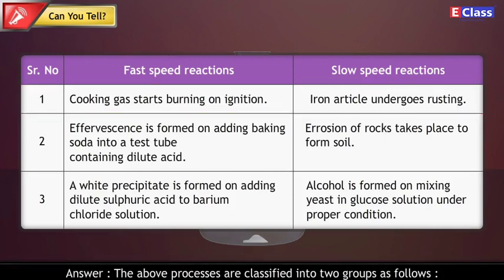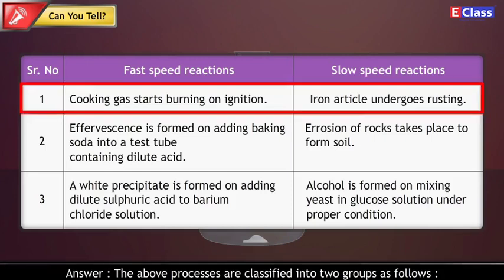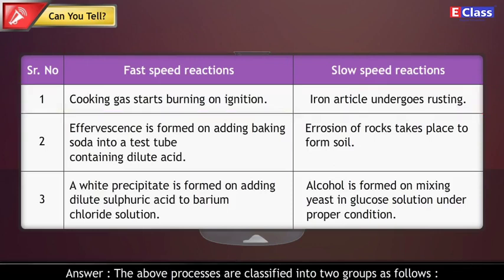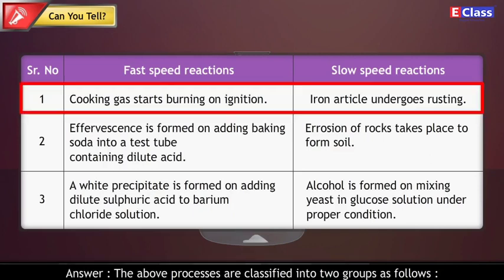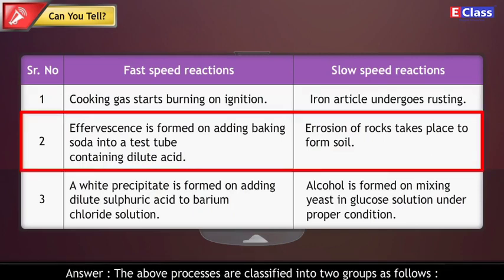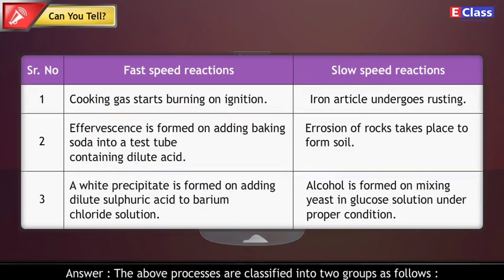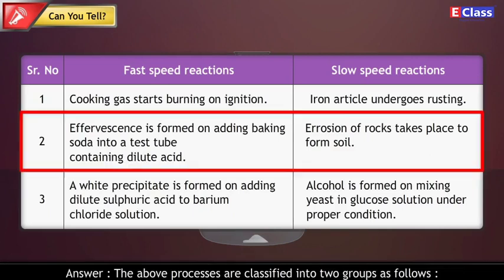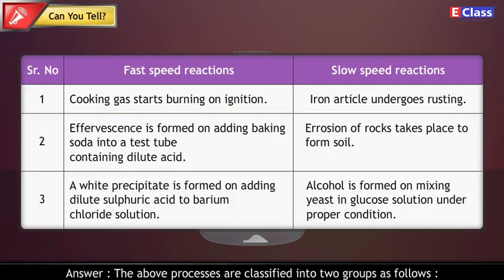1. Fast speed reactions: Cooking gas starts burning on ignition. Slow speed reactions: Iron article undergoes rusting. 2. Fast speed reactions: Effervescence is formed on adding baking soda into a test tube containing dilute acid.